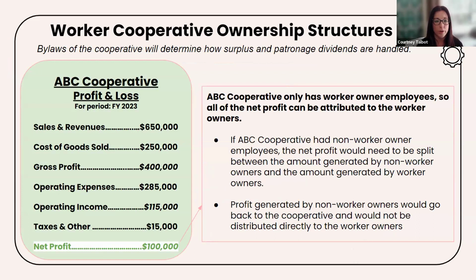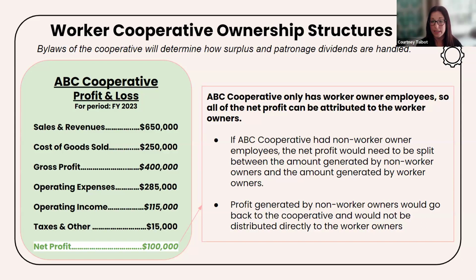So notice we have some information over here. Again, this is a very simplified profit and loss statement. We have sales and revenues of $650,000, cost of goods sold $250,000. We take the sales and revenues minus our cost of goods sold to get a gross profit of $400,000. Now remember, gross profit is what's left over after our direct costs, which are cost of goods sold, are paid for, and it's what's left to pay for everything else.